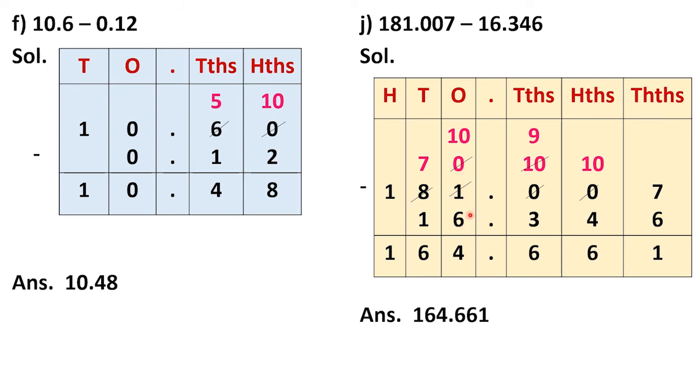So 6 cannot be subtracted from 0. So again we have taken borrow from 8. 8 will become 7 and the 0 will become 10. So 10 minus 6 is 4 and 7 minus 1 is 6, and this 1 we have taken down here. So our answer is coming 164.661.